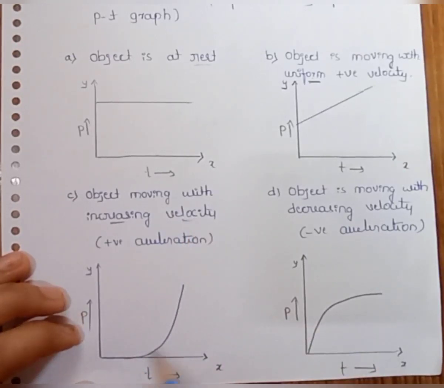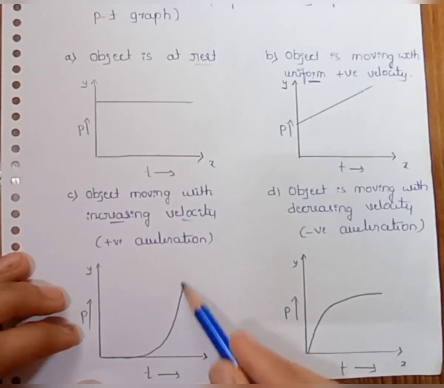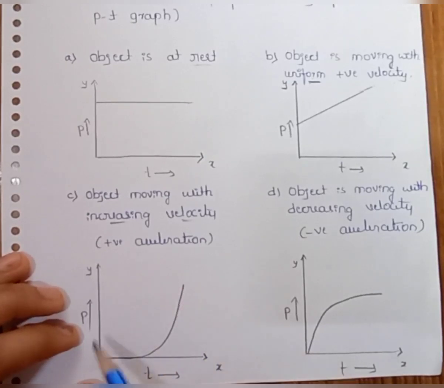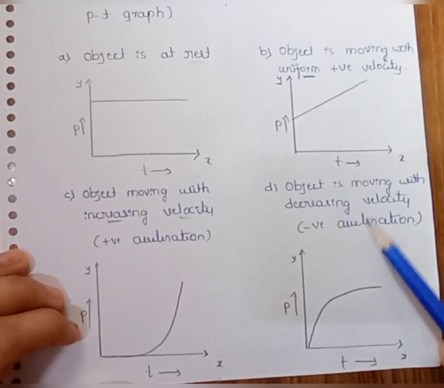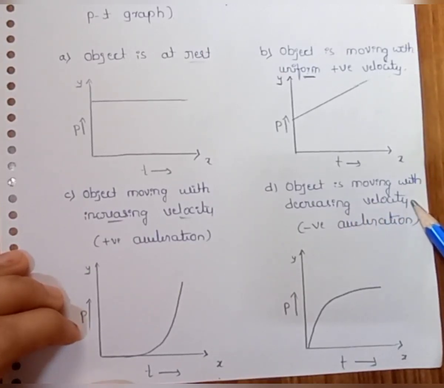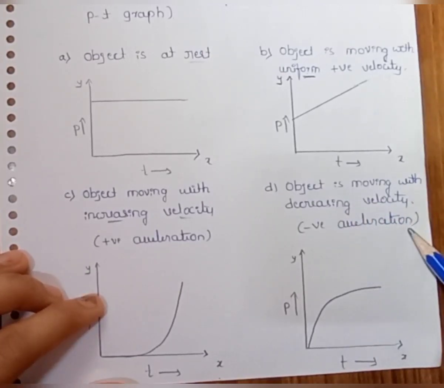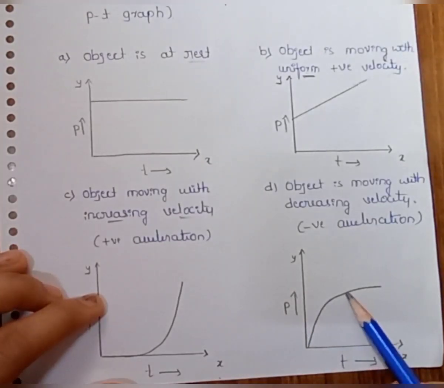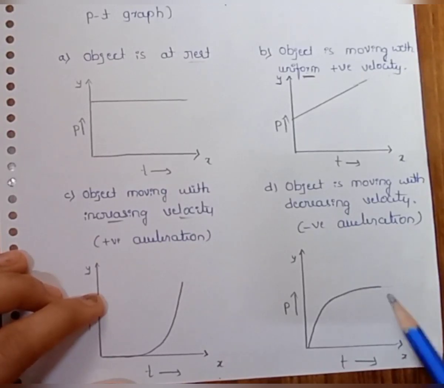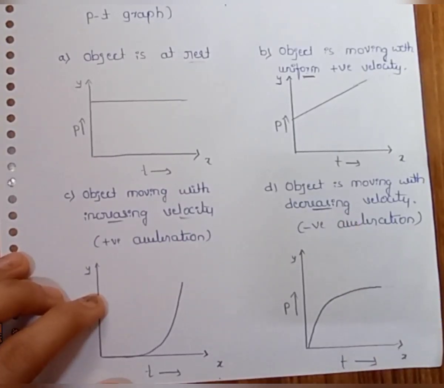Increasing velocity means positive acceleration. We will get a graph like this: parabola type, half parabola type, with p along the y-axis and t along the x-axis. At the last, when the object is moving with decreasing velocity, that is negative acceleration, then as time increases, the position of that object changes. At a certain time, it becomes constant. That one is for decreasing velocity.